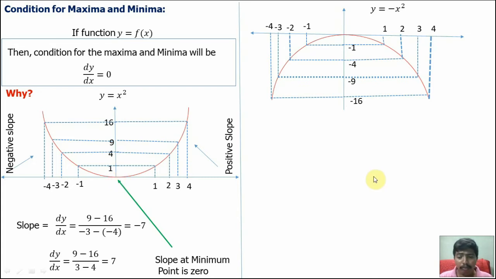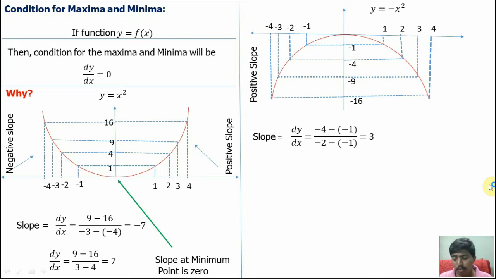So find the derivative for the left side. Change of y with respect to change of x. Here y changes from minus 4 to minus 1. At the same time x changes from minus 2 to minus 1. So we will get the answer 3. Here, minus 9 to minus 4, we will get the slope 5. Here we will get the slope 7. So on the left side, the slope is positive.